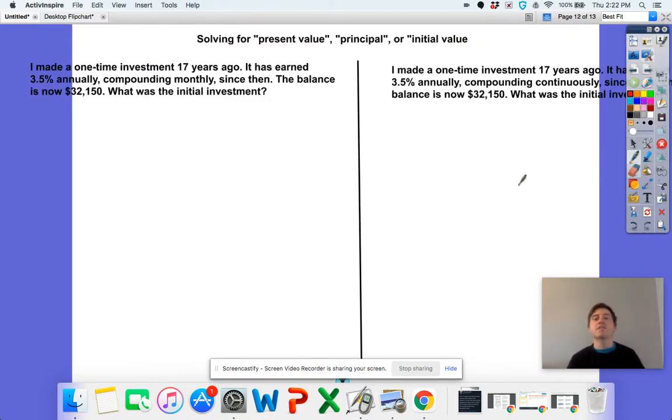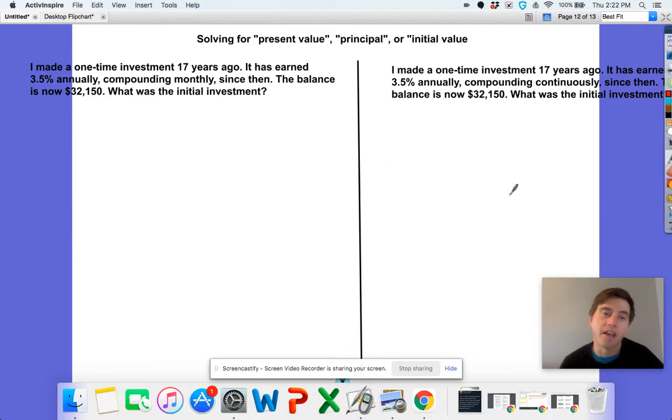So we could solve for different things, though. We talked about that on Thursday. In this case, we're going to solve for the present value, the principal, or the initial value. So you'll see some like this. Over here, it says, I made a one-time investment 17 years ago. So 17 years. It earned 3.5% compounding monthly. And then the balance is now 32,150. What was the initial investment?